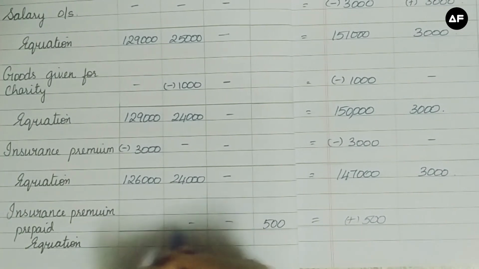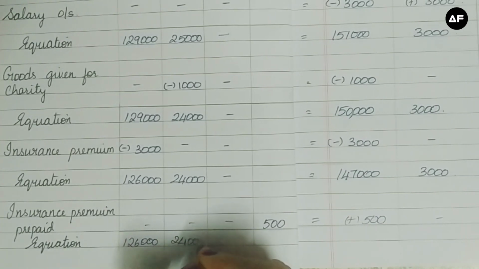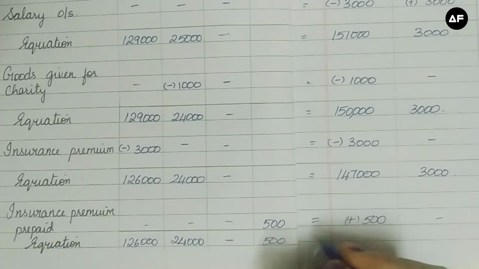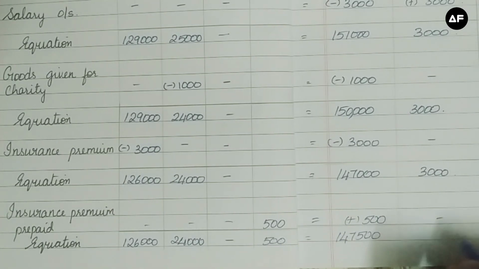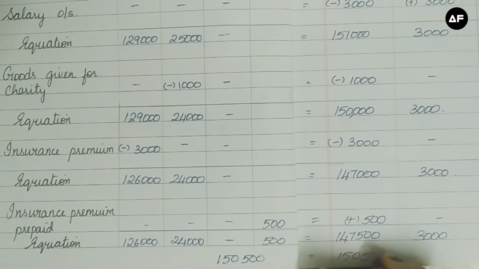So my equation, the other items remaining the same, is going to be 1,26,000 for cash, 24,000 for stock, nothing for the debtors, 500 for the prepaid expenses, 1,47,500 for capital, and 3,000 rupees for the outstanding expenses. So my total of the capital and the asset side is nothing but rupees 1,50,500, which is the same for the capital side also, that is 1,50,500.